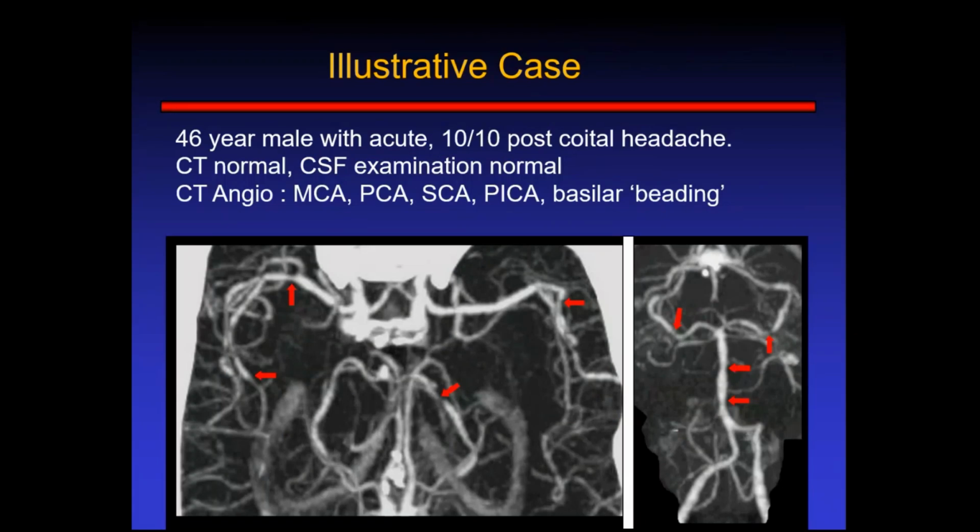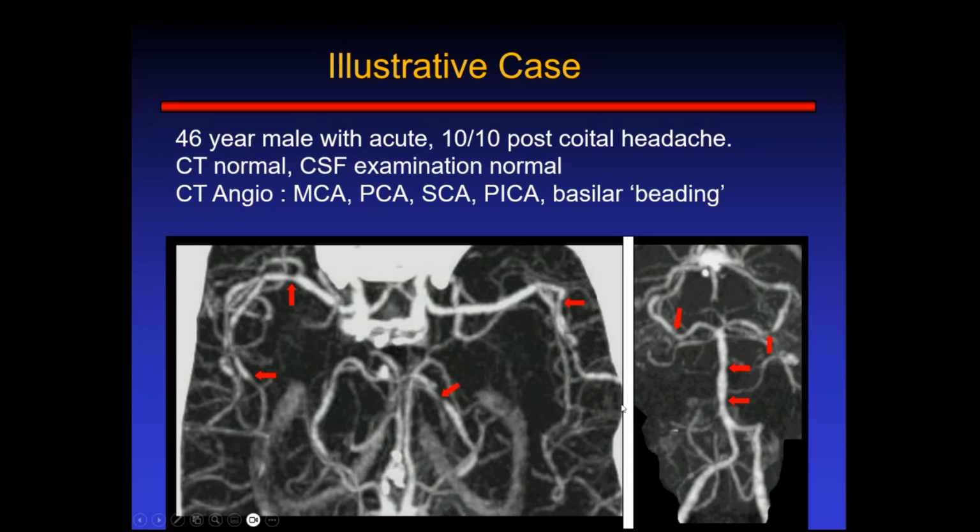I'll start with the prototype case. This is somebody I had seen during my residency, a 46-year-old man with an acute 10 out of 10 postcoital headache. It was a rather dramatic presentation. Working in the ED, we thought it was a brain aneurysmal hemorrhage. However, the CT scan didn't show any blood, and the CSF examination ruled out xanthochromia.